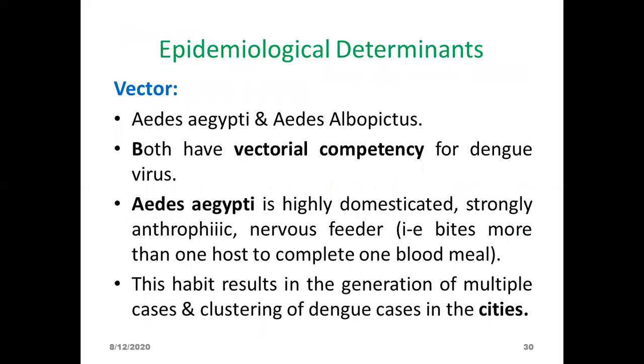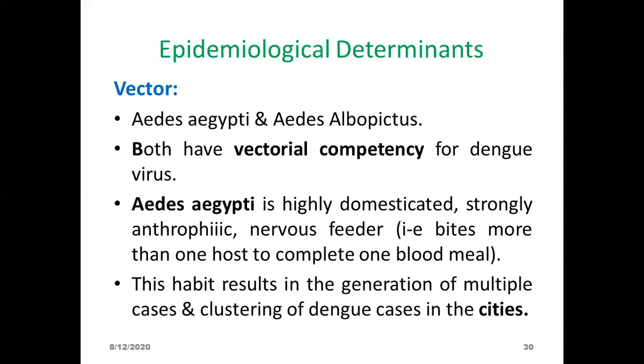The vectors of dengue disease are Aedes aegypti and Aedes albopictus. Aedes aegypti also causes chikungunya and yellow fever. So the Aedes aegypti vector is the vector in yellow fever, in chikungunya, as well as in dengue disease. Aedes aegypti and Aedes albopictus both have high vectorial competency for dengue virus.